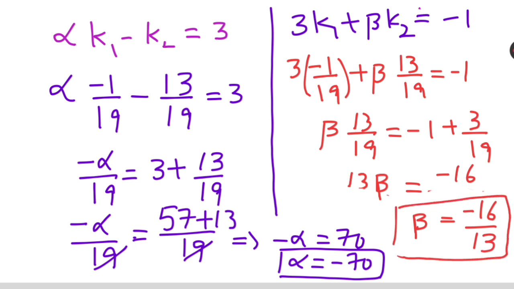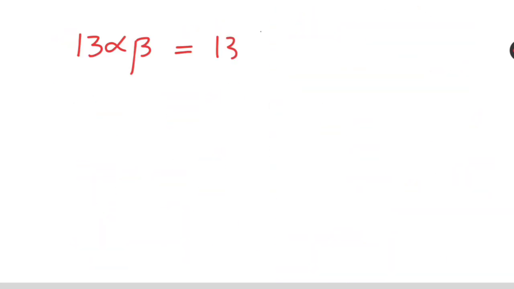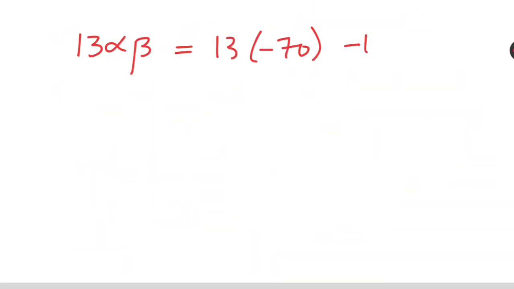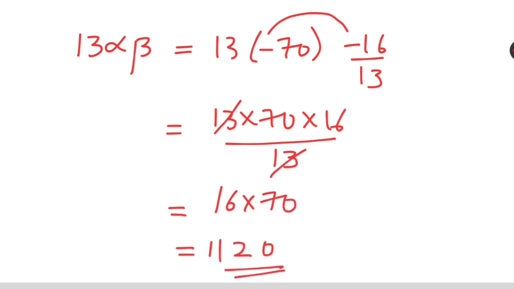So finally we got the alpha and beta values. We need to find 13 alpha beta. So 13 times alpha, which is minus 70, times beta, which is minus 16 over 13. Here minus times minus gives plus, and the 13 gets cancelled. So we are left with only 16 times 70, which is 1120. So that is the value of 13 alpha beta. That's it.